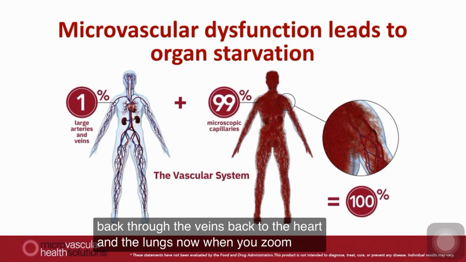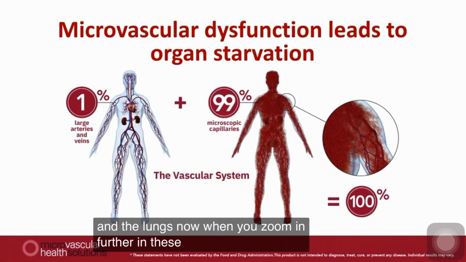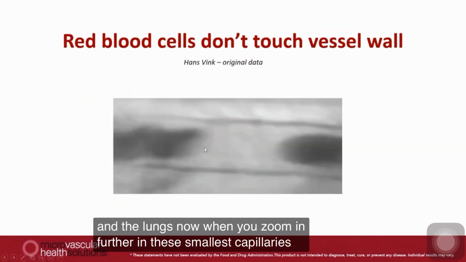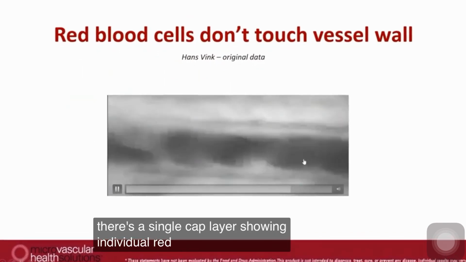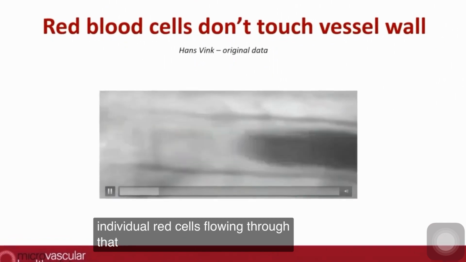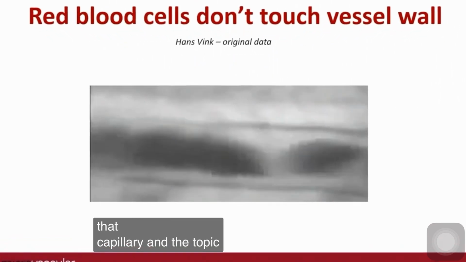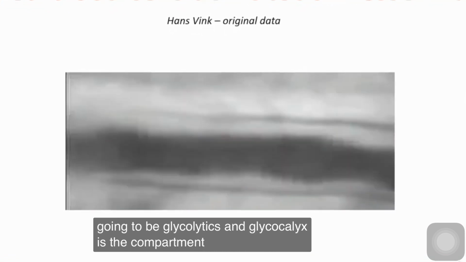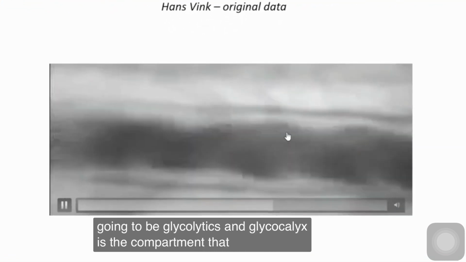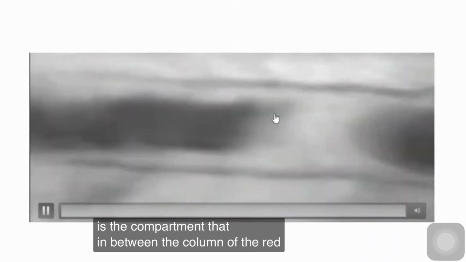Now, when you zoom in further in these smallest capillaries, this is a single capillary showing individual red cells flowing through that capillary. And the topic of today is going to be glycocalyx. And glycocalyx is the compartment in between the column of the red cells and the luminal surface made up by the endothelial cells of these tiny capillaries.